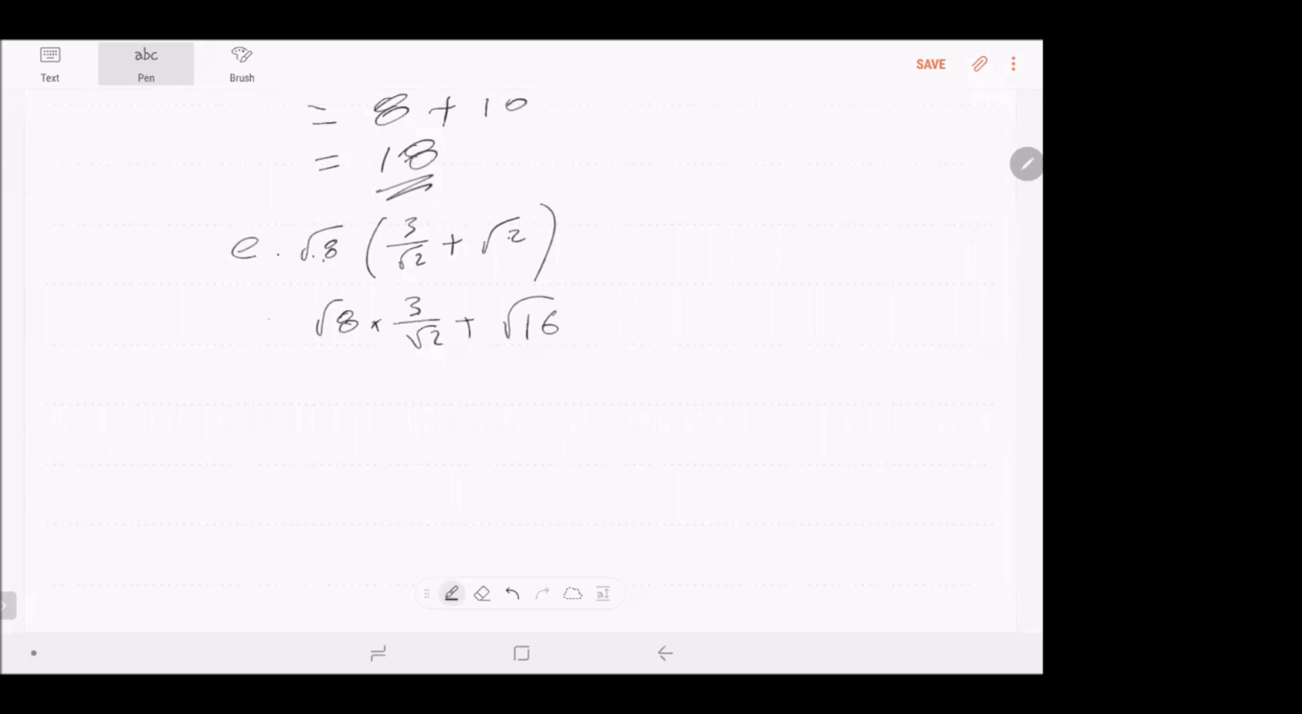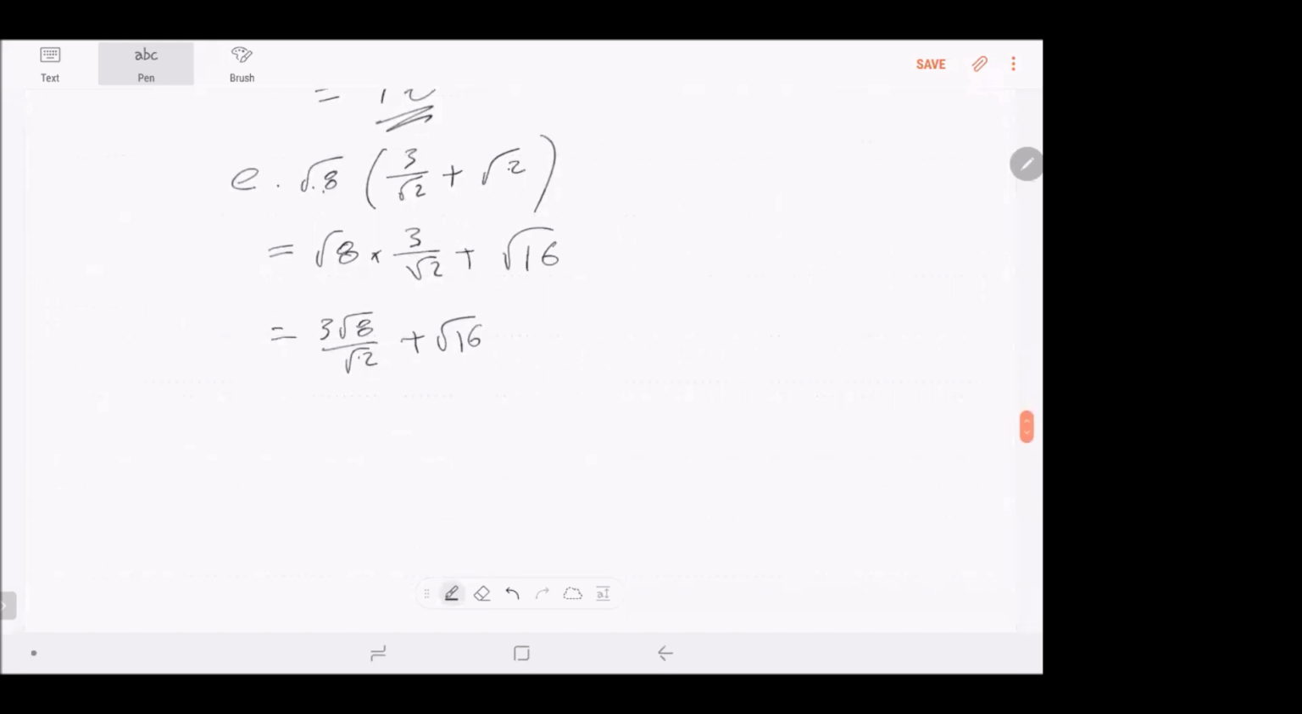Here we can rewrite this expression as 3 times the square root of 8 over the square root of 2 plus the square root of 16. We can rewrite this expression in this form. It's possible. So as you remember, we discussed this property: the square root of a over b is equal to the square root of a over the square root of b. So using this property, we can write this expression also as 3 times the square root of 8 over 2, plus the square root of 16.